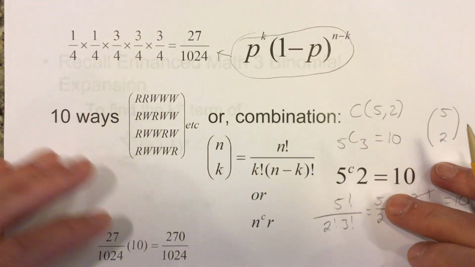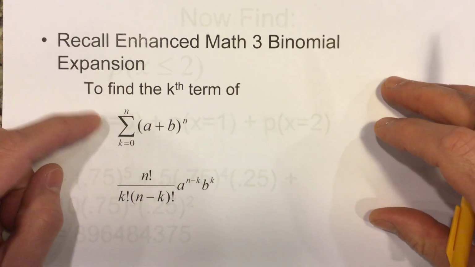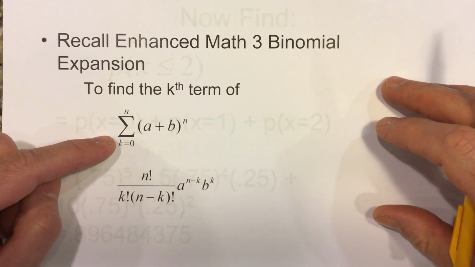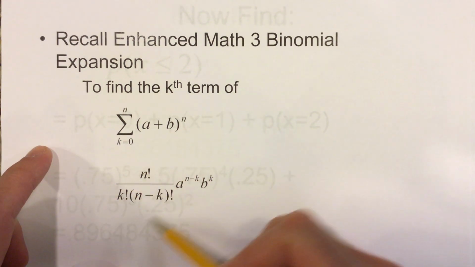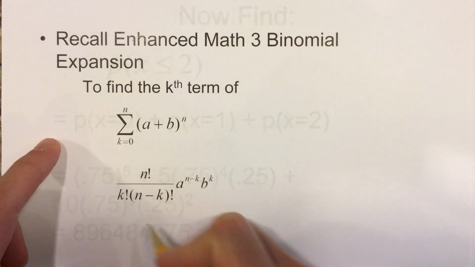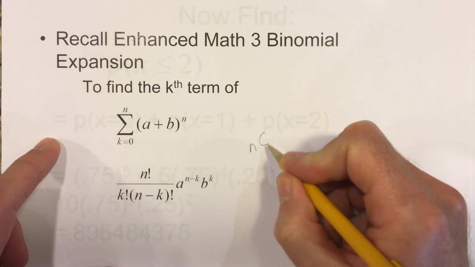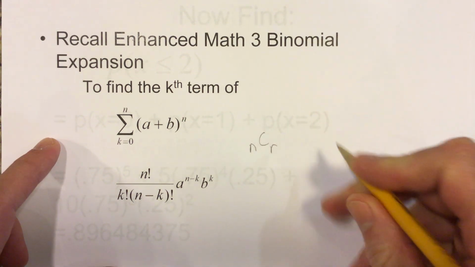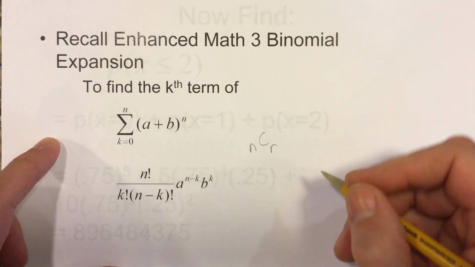So the binomial theorem, in Enhanced Math 3, you may have actually done this, right? Binomial expansions. It's right here, okay? The combination thing. And the way we're going to use it is in nCr. They're not going to use the letter r though, but that might be what you're familiar with.